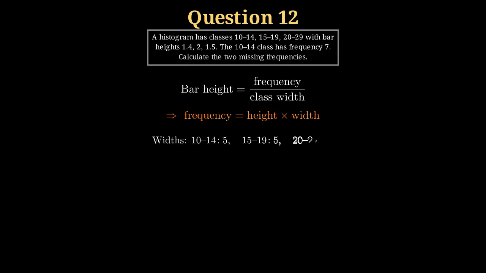Now the class widths. 10 to 14 really runs from 9.5 to 14.5, a width of 5. 15 to 19 is also 5, but 20 to 29 runs from 19.5 to 29.5, a width of 10.